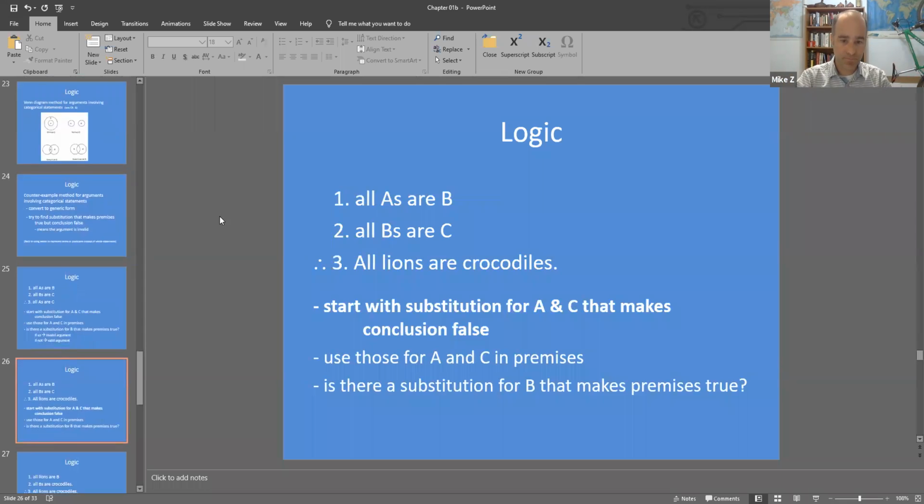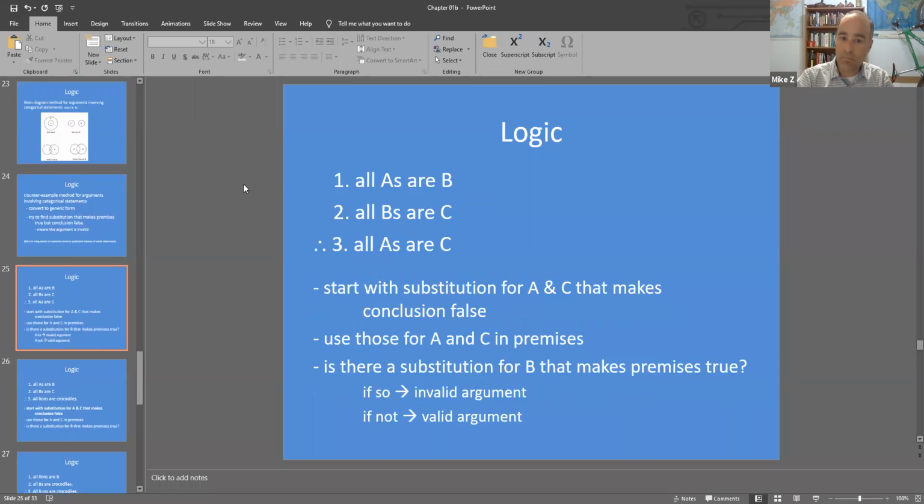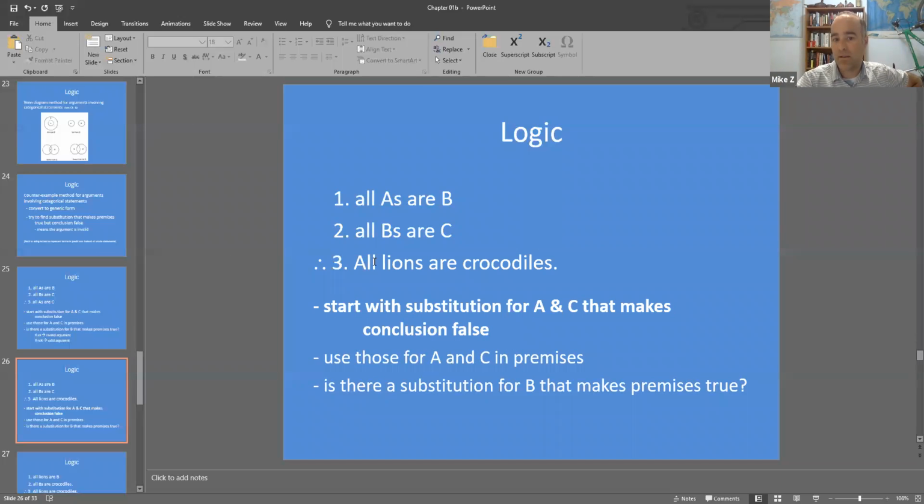So let's look at an example. Same form that we started off with. Let's say we've got this form. Well, let's do that first thing. Start with a substitution for A and C that makes the conclusion false. So I just came up with something, right? All lions are crocodiles. Clearly that's false.